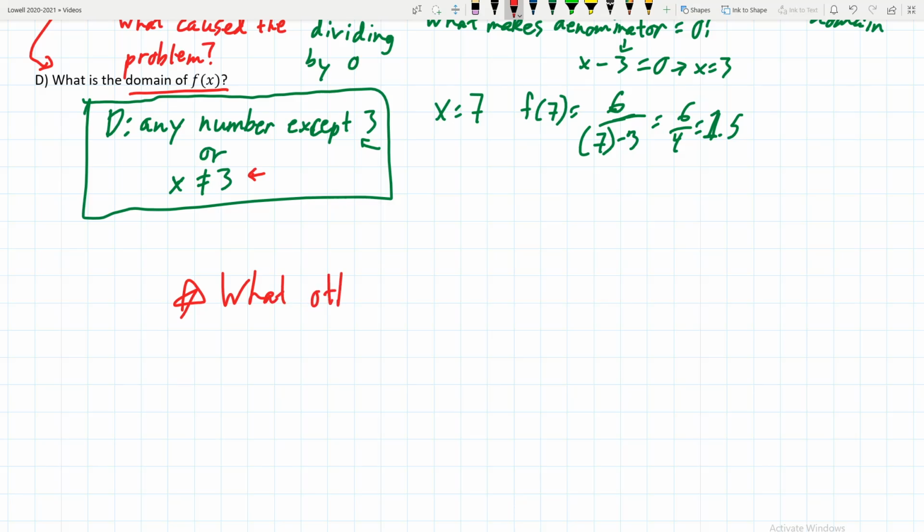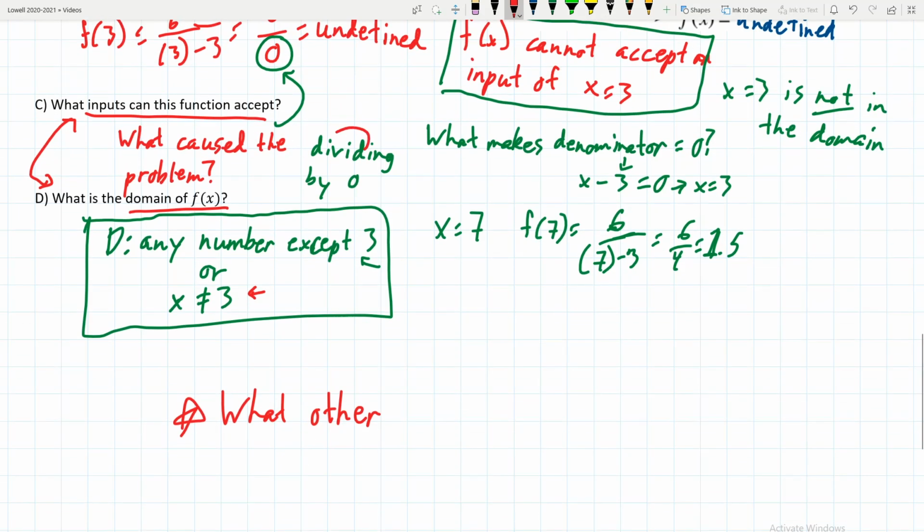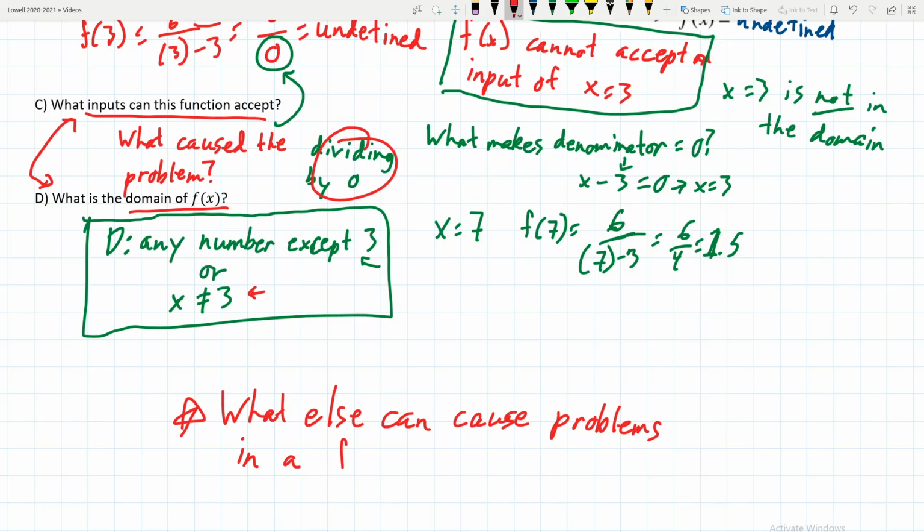Question. So we know that dividing by 0 causes problems in your function machine. What else can cause problems in a function machine? Okay, dividing by 0 is one, and there's one more that we have seen before.